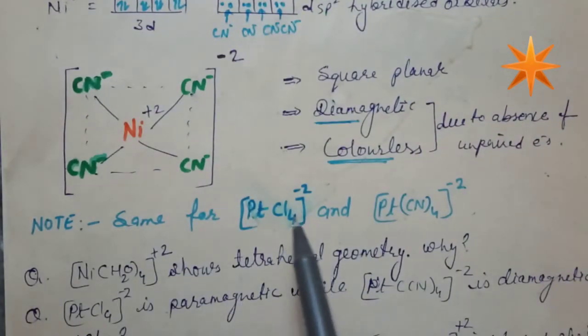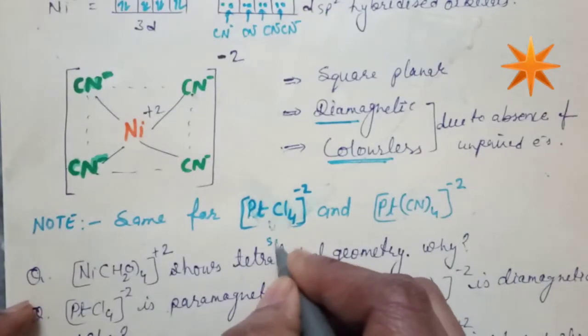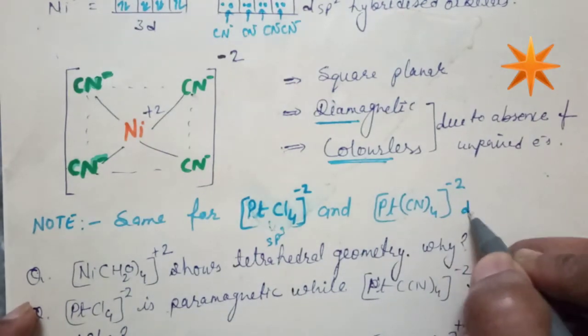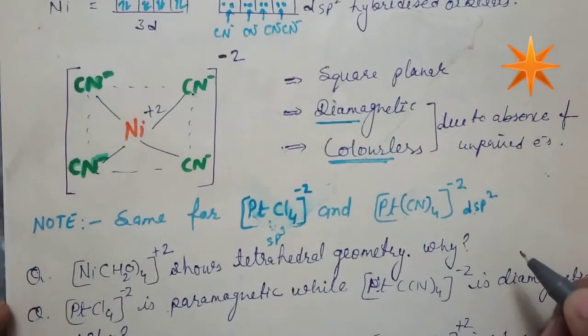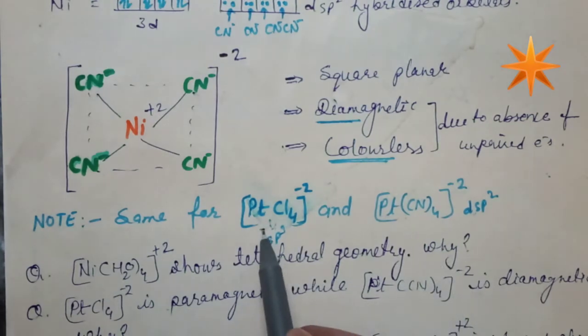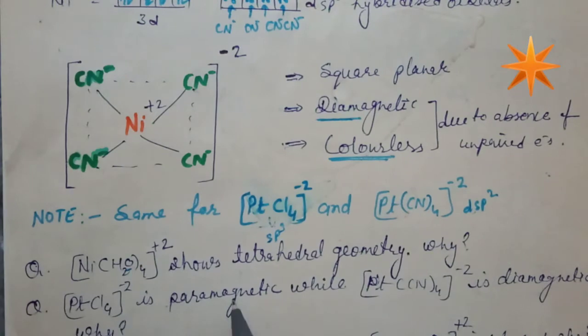The same applies to [PtCl4]2- and [Pt(CN)4]2-. [PtCl4]2- will be tetrahedral because there will be sp3 hybridization, and [Pt(CN)4]2- will be square planar because there will be dsp2 hybridization. [Ni(H2O)4]2+ shows tetrahedral geometry. Why? Same, because H2O is a weak field ligand, so sp3 hybridization will take place and the geometry will be tetrahedral. [PtCl4]2- is paramagnetic. Why? [Pt(CN)4]2- is diamagnetic in nature.